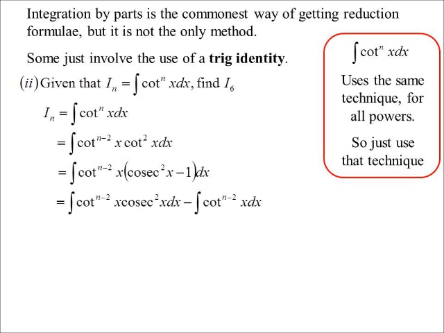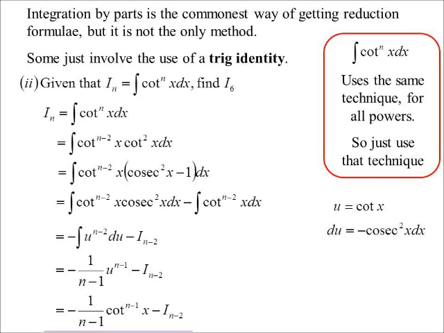Change the cot squared into cosec squared minus 1, creating two new integrals that I can split up. And cot to the n minus 2 x cosec squared, I can do by a simple substitution. And then over there, I've reduced the power of the cot. So if I did u equals cot x in the first integral, then I get minus u to the n minus 2, add 1 to the power over the power.